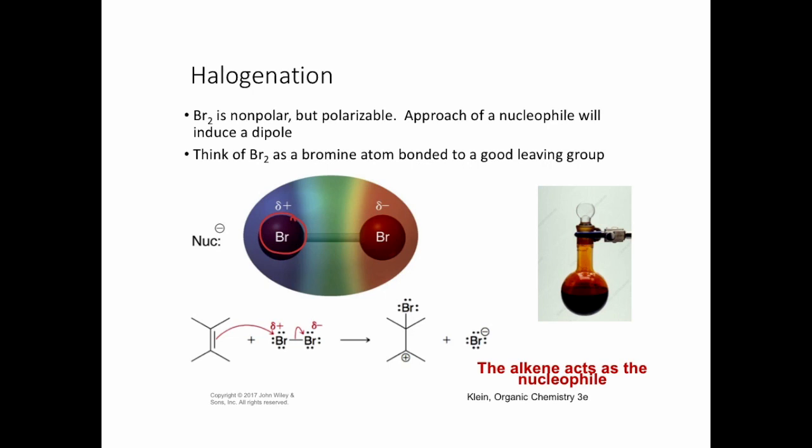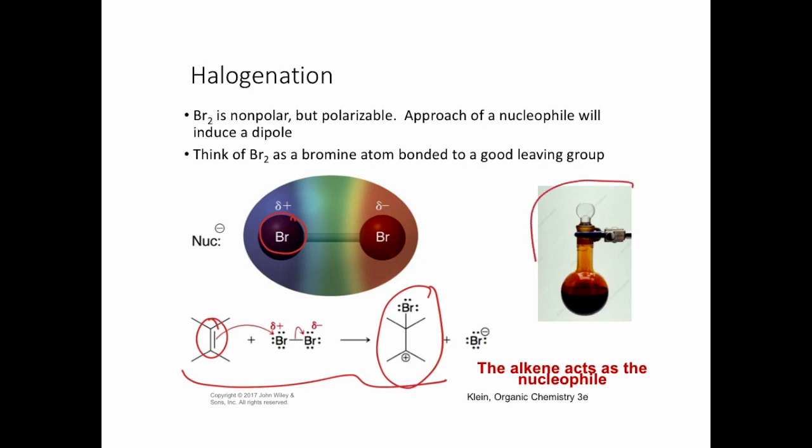Now, based on what we saw with the addition of HBr or HCl to an alkene, you might think that this is how the reaction works, where the nucleophile is the alkene, it attacks the positive end of the bromine, kicking off the other bromide, and then you would yield a carbocation intermediate. However, while part of that is true, the alkene is the nucleophile attacking the bromine, it's not all true, and I'm going to explain why in a minute.